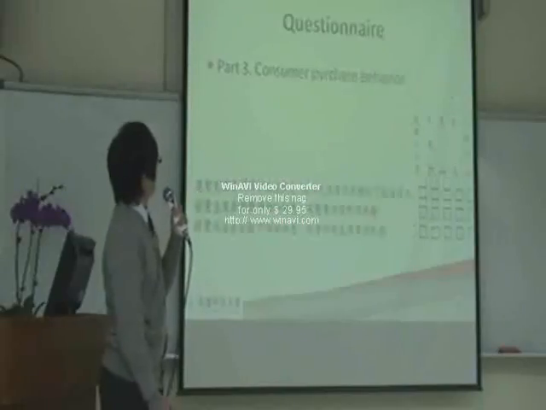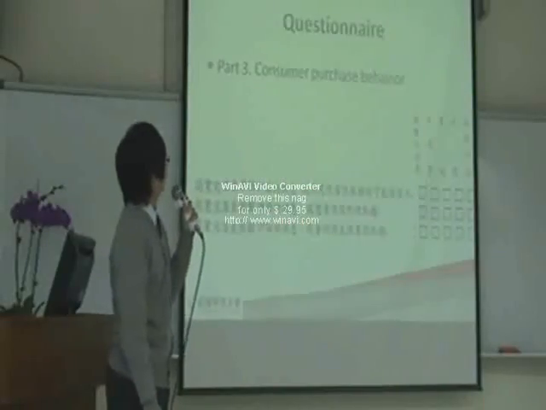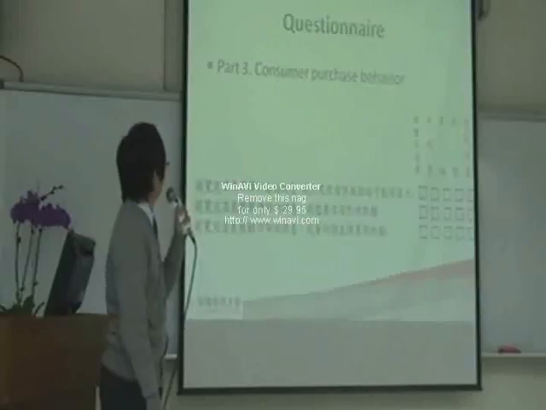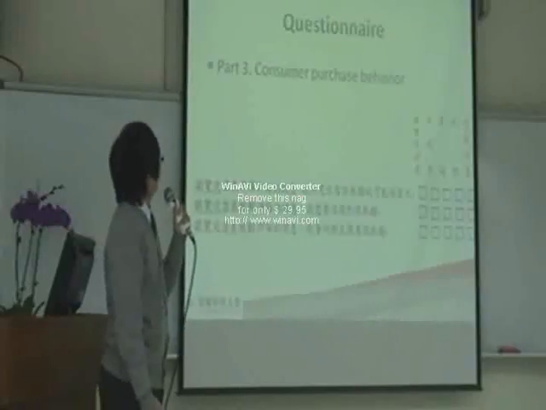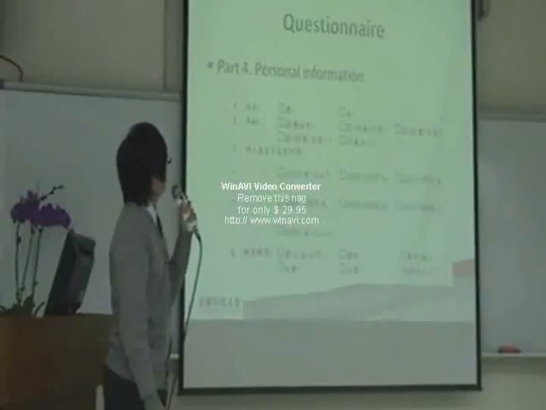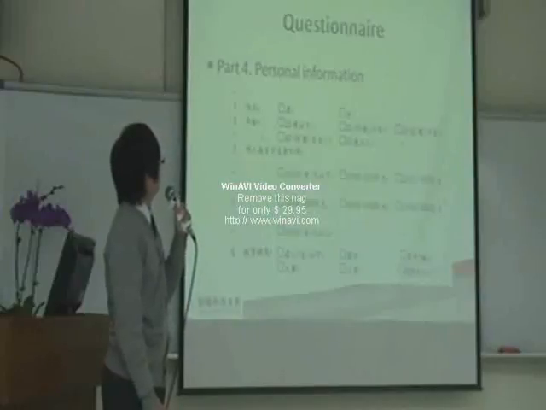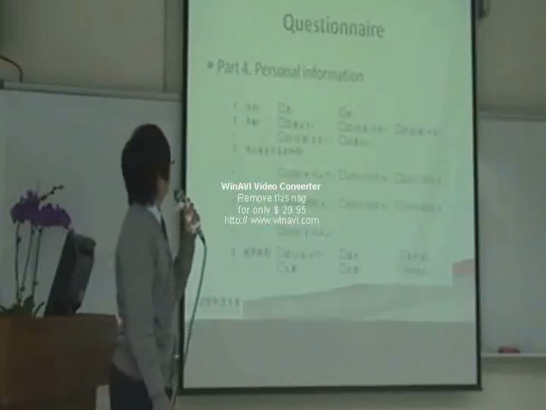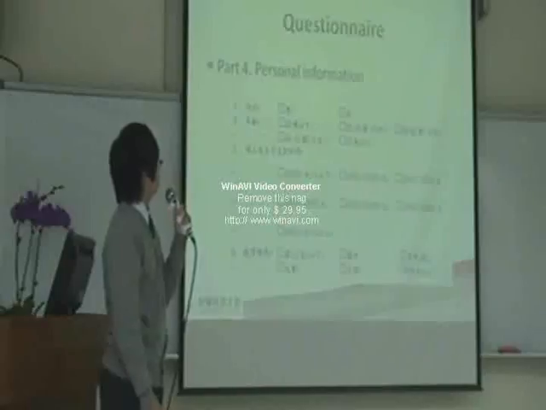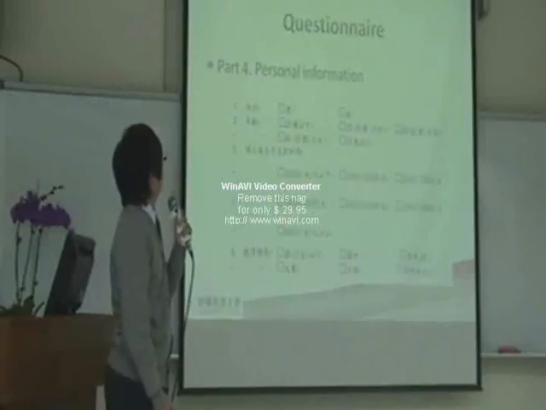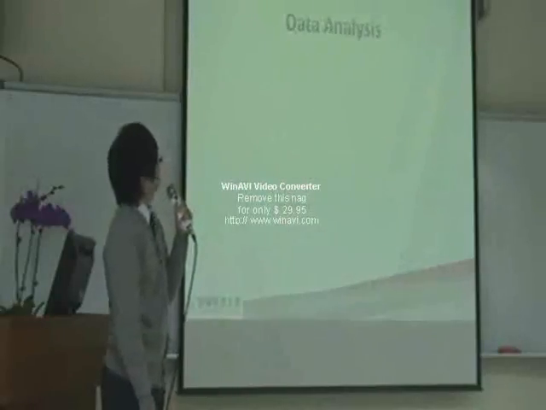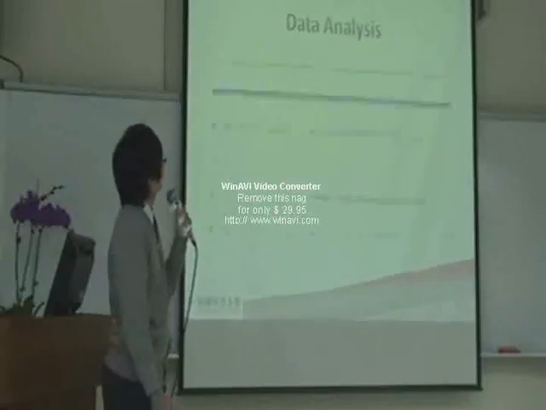And part 3, real part 3, is consumer purchase behavior. And this is part 4, personal information. It mentioned gender, age, income, and education level. And this is the final part, data analysis.